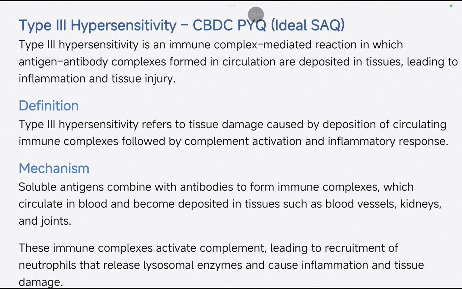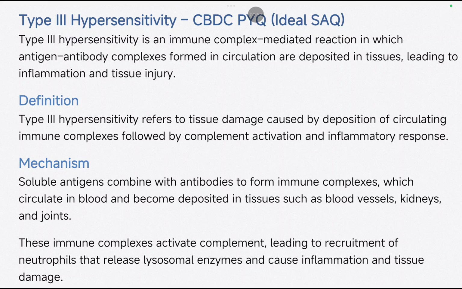Soluble antigens combine with antibodies to form immune complexes which circulate in blood and become deposited in tissues in blood vessels, kidneys, and joints. These immune complexes activate the complement, leading to recruitment of neutrophils that release lysosomal enzymes, causing inflammation in tissues. See, what is complement?